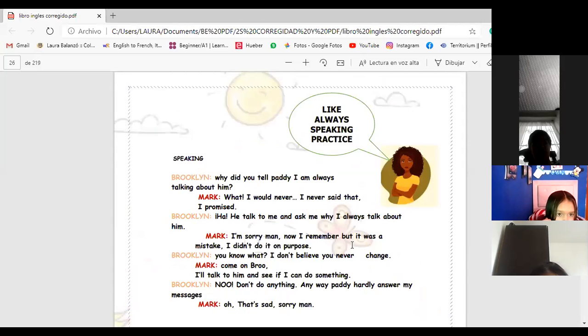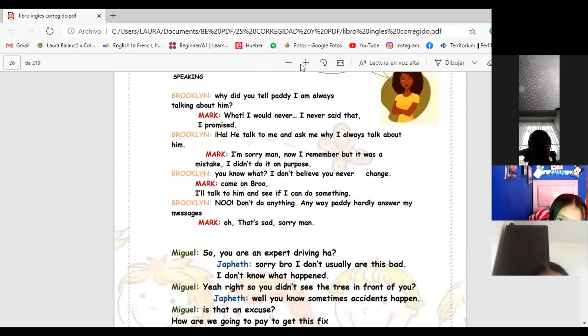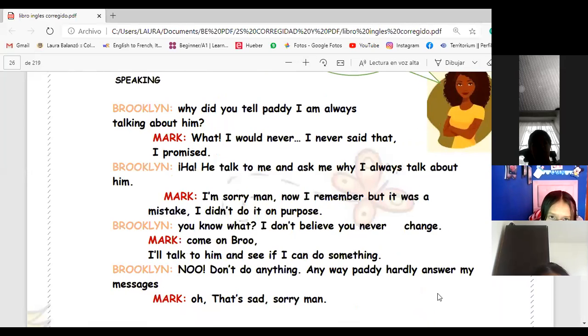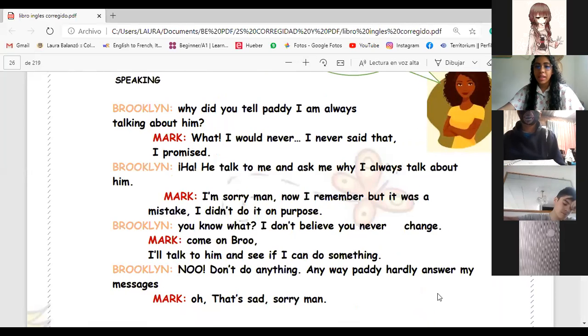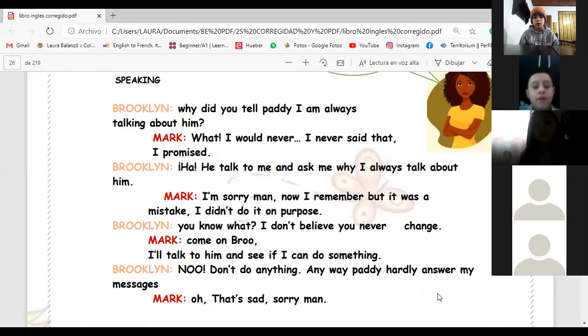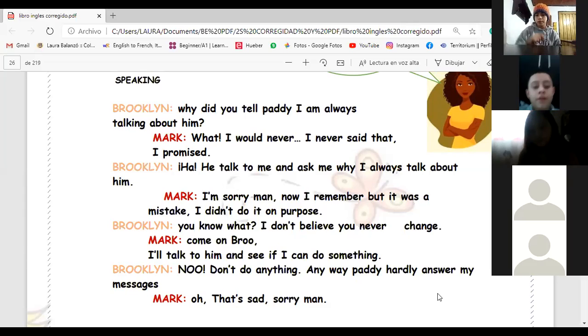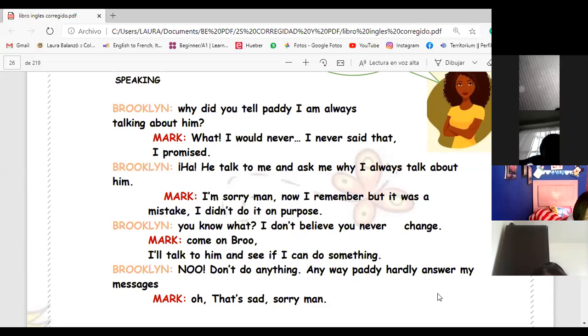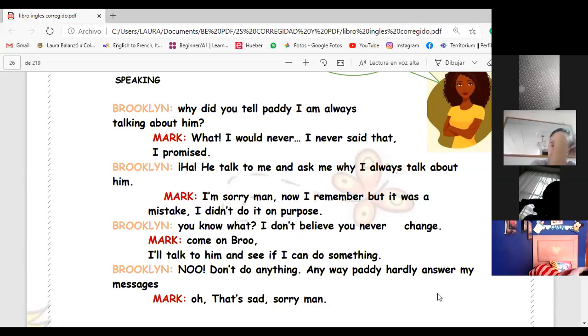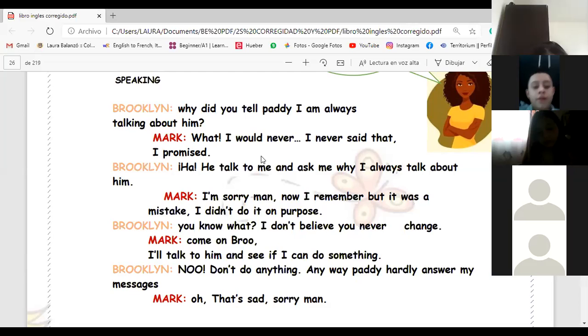Okay, so we're gonna practice our pronunciation in our speaking. So we have a dialogue here between Brooklyn and Mark. Who wants to read the dialogue? Who wants to be Brooklyn and who wants to be Mark? ¿Quién quiere ser Brooklyn y who wants to be Mark? ¿Quién quiere ser Mark? Right, we have Mark and we have Brooklyn. All right, so Santiago, you're gonna be Brooklyn, and Miguel, you're gonna be Mark.